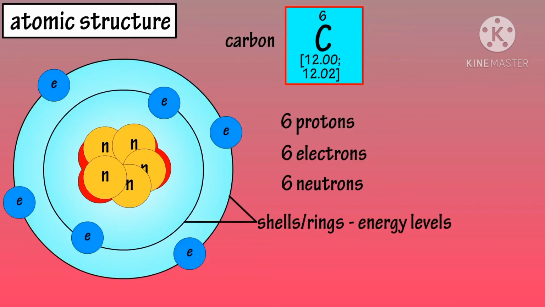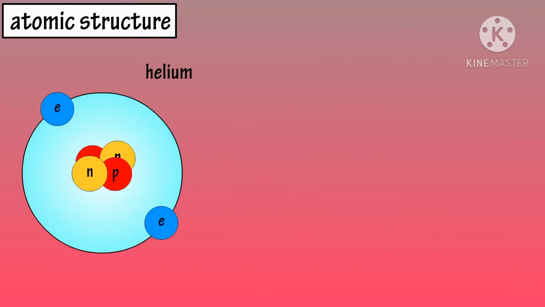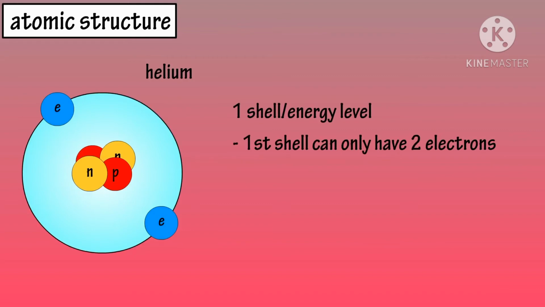Each shell represents a different energy level, and it can only hold a certain maximum number of electrons. In chemical reactions between atoms, only the electrons in the outermost shell participate in the resulting chemical bond. In atoms with only one energy level or shell, 2 electrons are required for stability. If we look at helium, which has only one shell or energy level, we see that it is full because it contains 2 electrons. So helium is stable, and there is no naturally occurring compound containing helium.